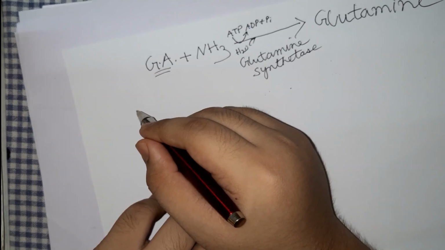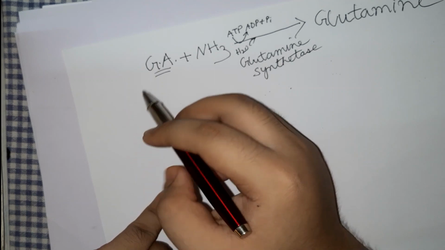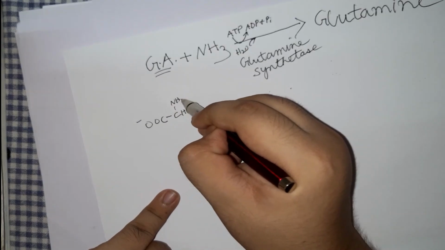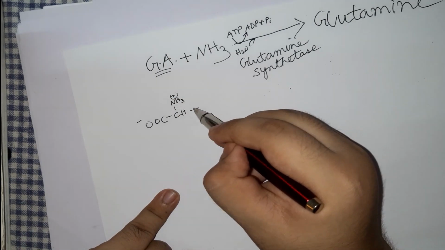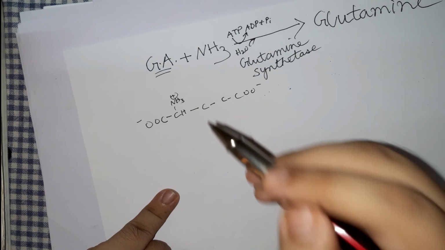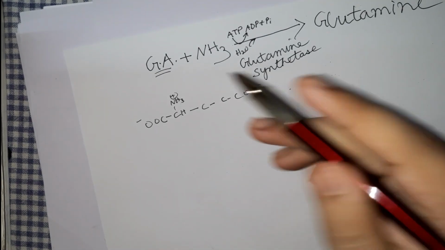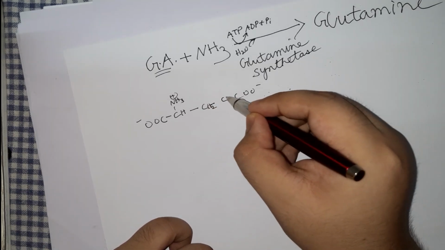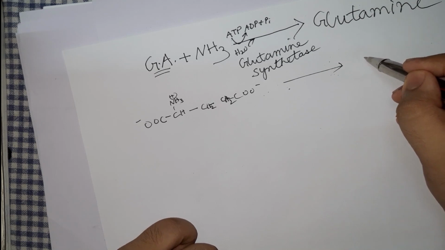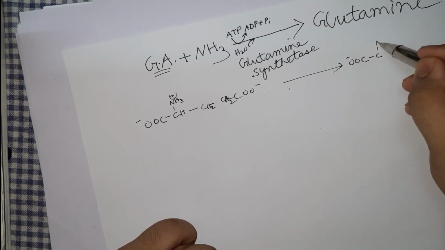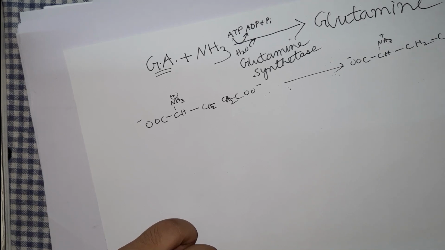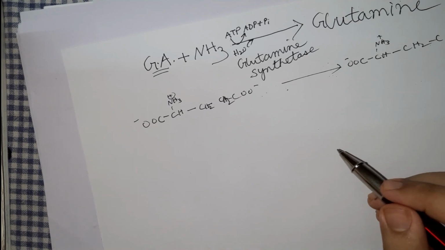Now we already know the structure of glutamic acid, right? It is a 5-carbon compound, 1 2 3 4 5. Sorry for being a bit confused. From this, glutamine will be the same thing except that this thing becomes CONH2. This is the amide. All right.